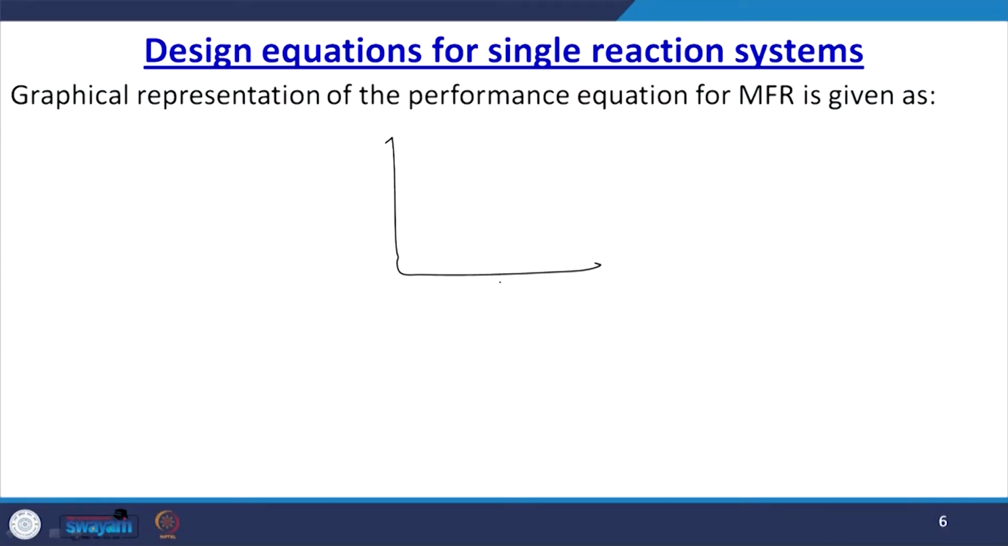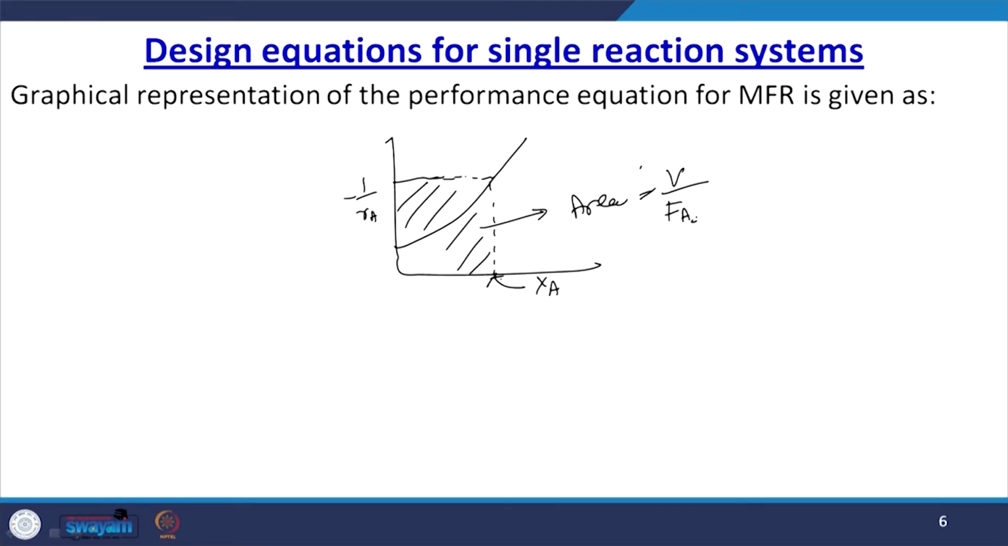Now, sometimes we need to put the graphical representation of these performance equations under the head of MFR. We can easily plot these with respect to conversion. Here this is XA, and this area under the curve is equal to V upon FA naught, or this is represented as V upon FA naught, tau upon CA naught, XA.